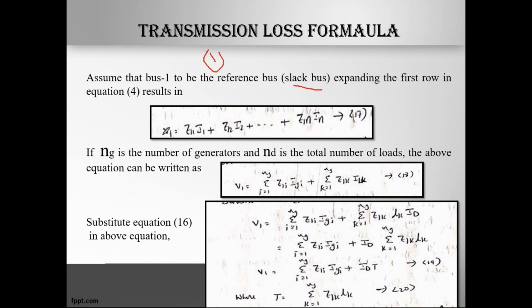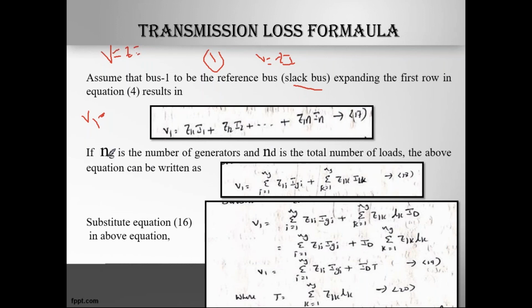Okay, now if you expand this voltage equation, V is equal to Z I, with respect to the first row: V1 equals Z11 I1, plus Z12 I2, and so on. So this is the equation we obtained from V equals Z I, and it is the first row equation.